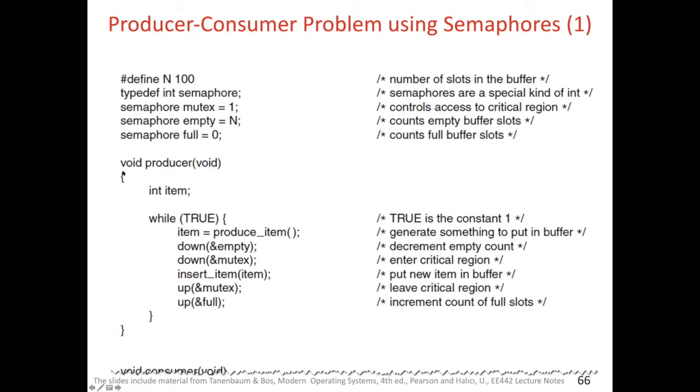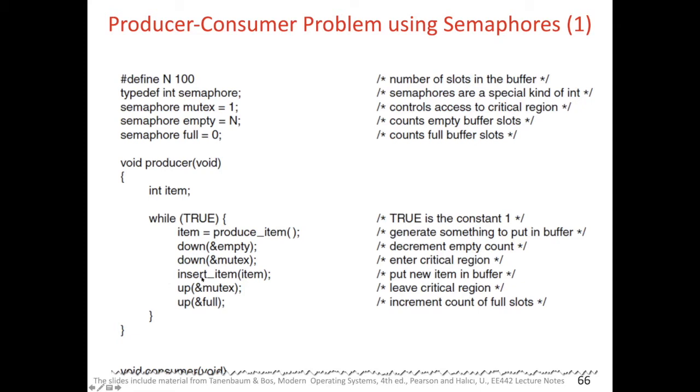The code for the producer is as follows. Integer item, while true in the loop, item equals produce item, generate something to put in the buffer. Down empty, decrement empty count. Down mutex, enter critical region. Insert item, put new item in buffer. Up mutex, leave critical region. Up full, increment count of full slots.